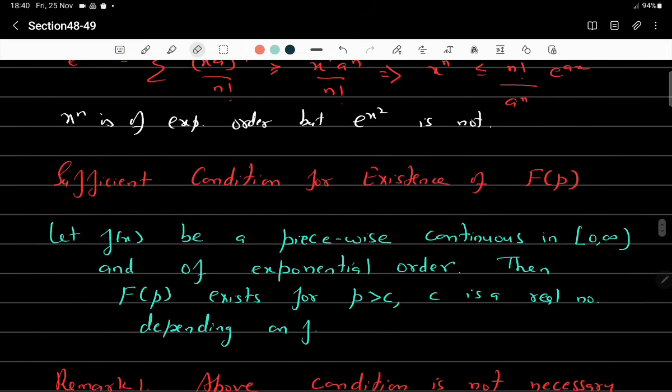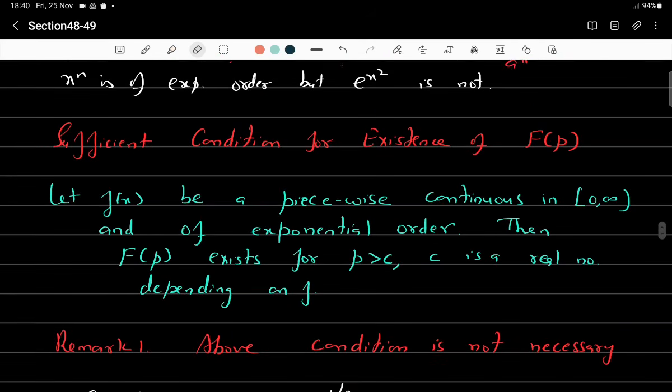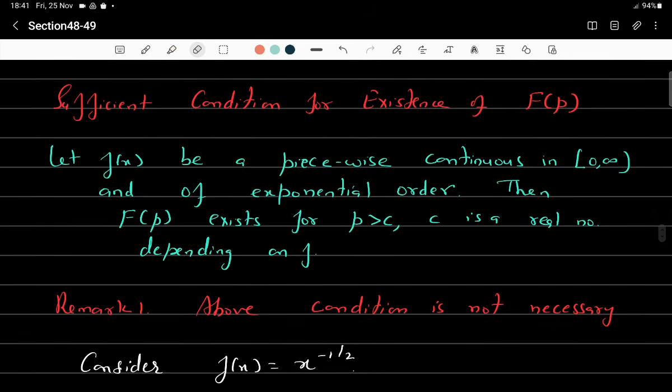So we are not going into the detail of the proof, but we can discuss some remarks from here. The first remark says that the above condition is not necessary, which means that if a function is not piecewise continuous, or if a function is not of exponential order, in that case we cannot say anything. Laplace transform may exist or may not exist. For example, if I consider the function 1 by root x, then clearly it is not piecewise continuous. Think why it is not? Because x is equal to 0 is a point of discontinuity. It is not continuous at x is equal to 0.